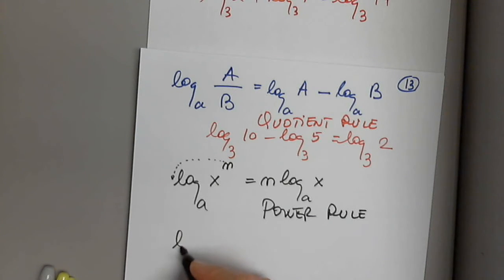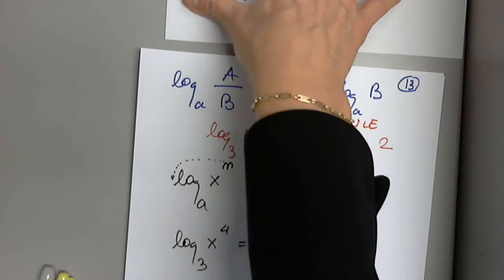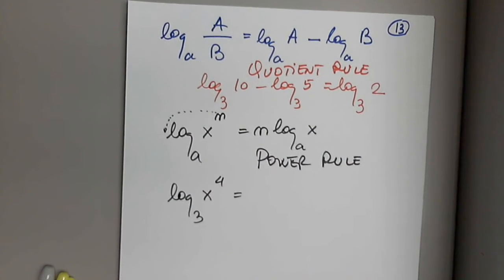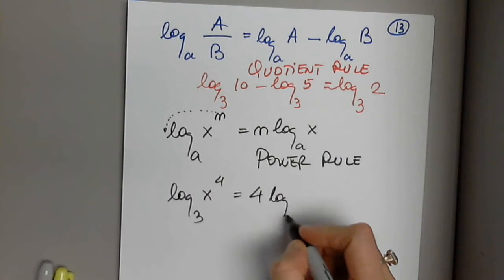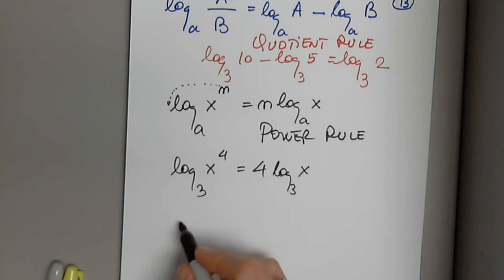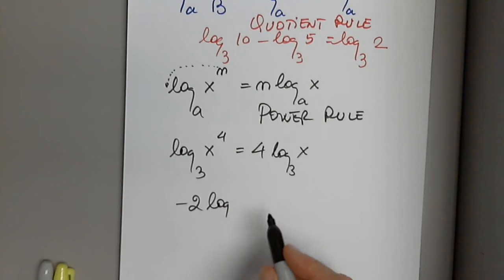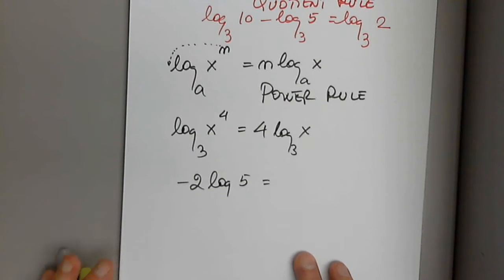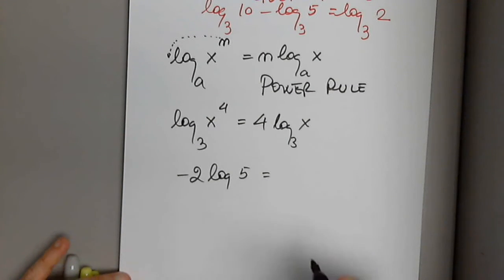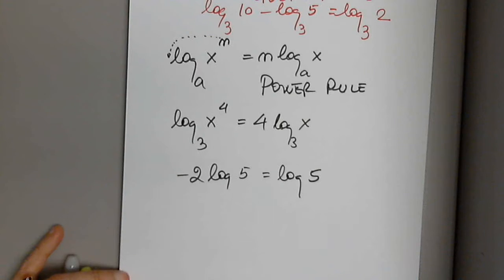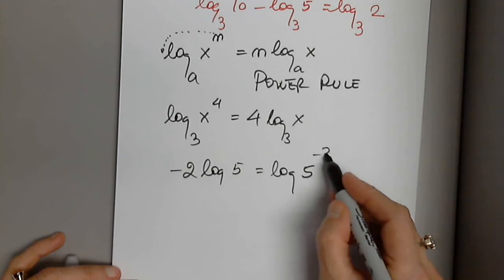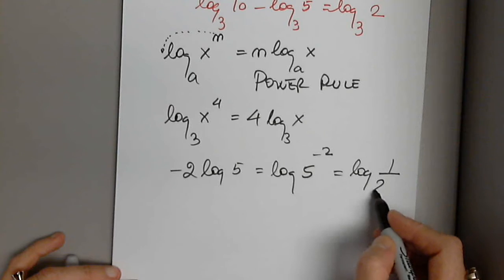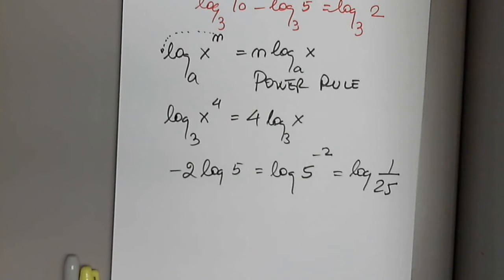And here's an example. Log base 3 of x to the 4th power. How will I write it? Applying the power rule, how will I write this? 4 log base 3 of x. What if I have this? -2 log of 5. How do I change it back? I don't want the number in front. So this will be log 5 raised to -2, which can be rewritten as 1 over 25 inside the log.